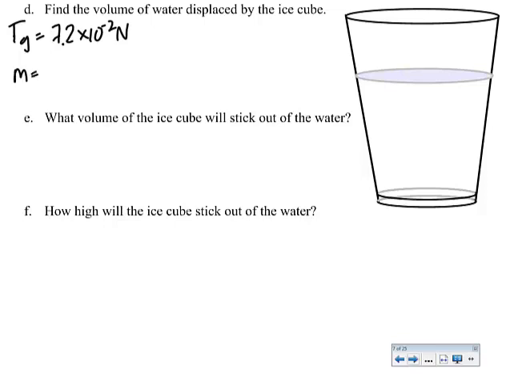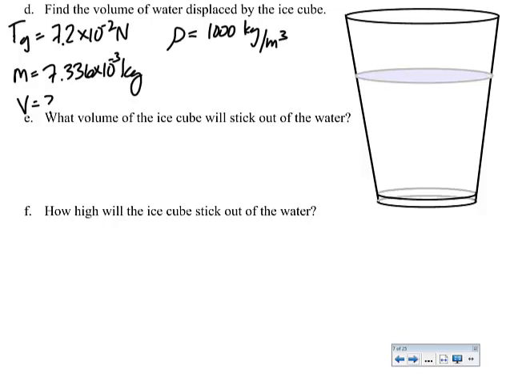And I know from a previous calculation that that corresponds to a mass of 7.336 times 10 to the negative 3rd kilograms. And now what I'd like to do is find the volume, and I would do that by using my density. And there's the density of water. It's 1,000. So doing a quick calculation, I would get that the volume is equal to 7.336 times 10 to the negative 6th cubic meters.